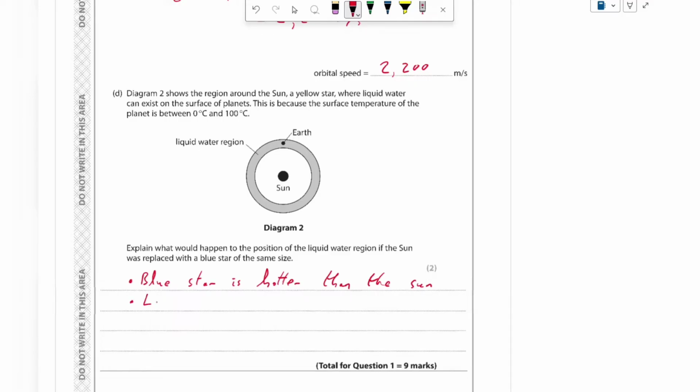So liquid water would be found further away from the star, something like that.